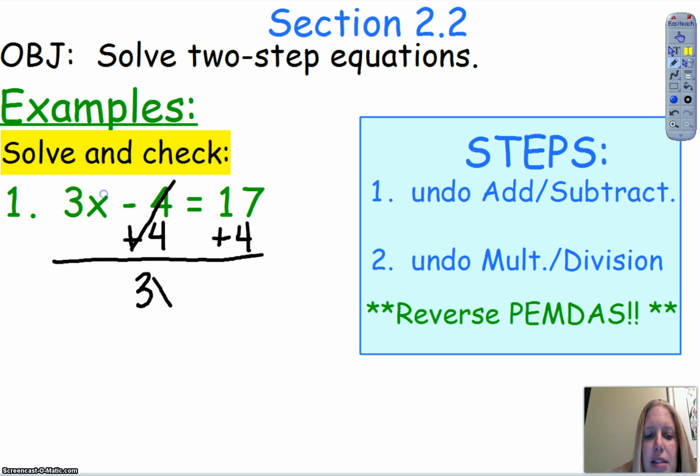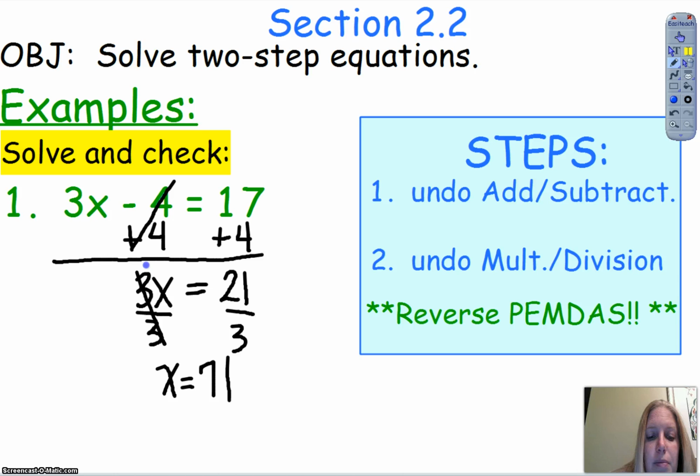We have 3x. Notice our equal signs will always line up. They will always be right underneath each other. 17 plus 4 is 21. Then we have to undo, this is multiplication, 3 times x, so we divide by 3. x equals 7, because 21 divided by 3 is 7.